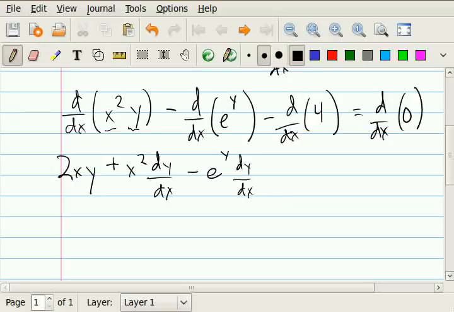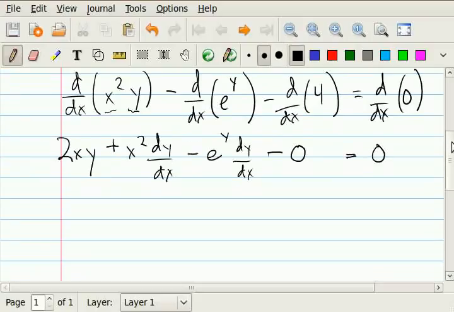Now basically, I'd like to say right here that all the real tough work is done, all the real calculus is done. The last two derivatives are comparatively pretty easy. The derivative of 4 with respect to x is 0, so I get minus 0. And then over here, of course, the derivative of 0 is also 0. And there we go.